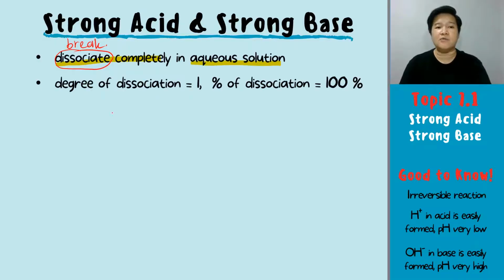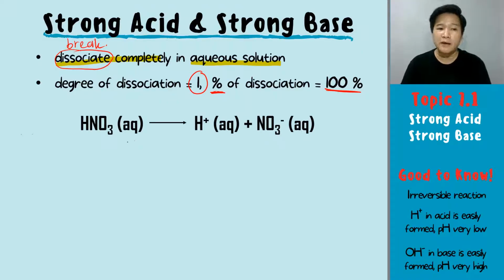That will then result in the degree of dissociation equals to 1 or the percentage of dissociation equals to 100%. Everything that you have at the beginning will dissociated. Your strong acid will be 100% dissociated. Your strong base will be 100% dissociated.